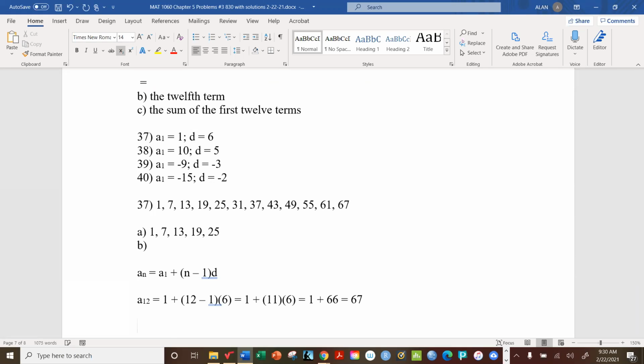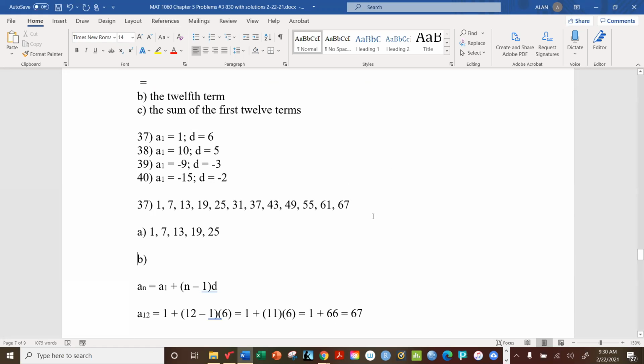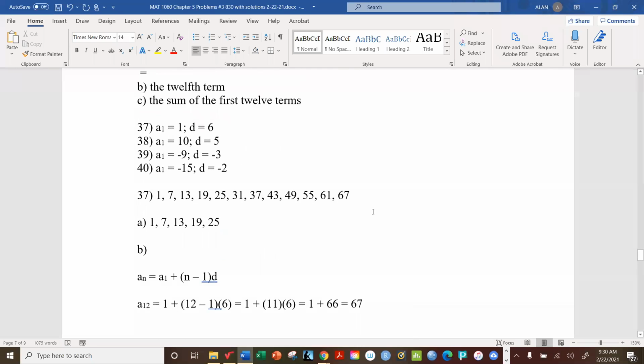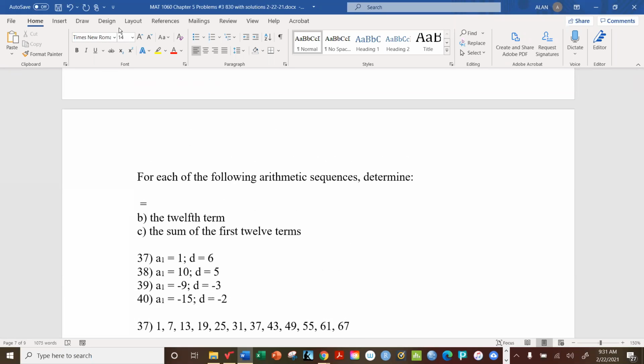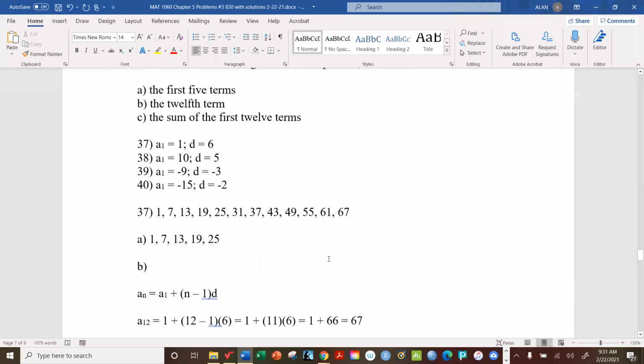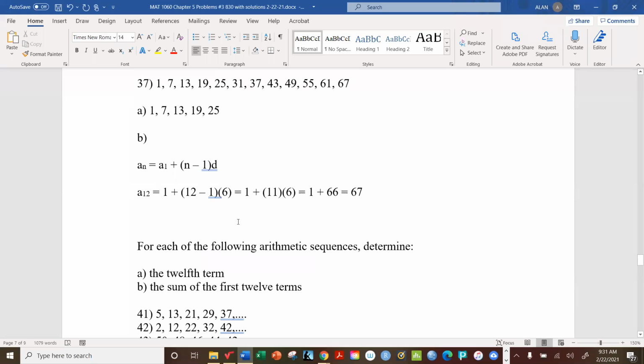What a surprise. No, not a surprise, because that's exactly what we got when we did it by hand or manually writing them all out. And then we need the sum of the first 12. Okay, something happened up here. Let me fix this. Okay, so you got the first 5 terms, the 12th in 2 different ways, which isn't absolutely necessary, by the way. And then the sum of the first 12.